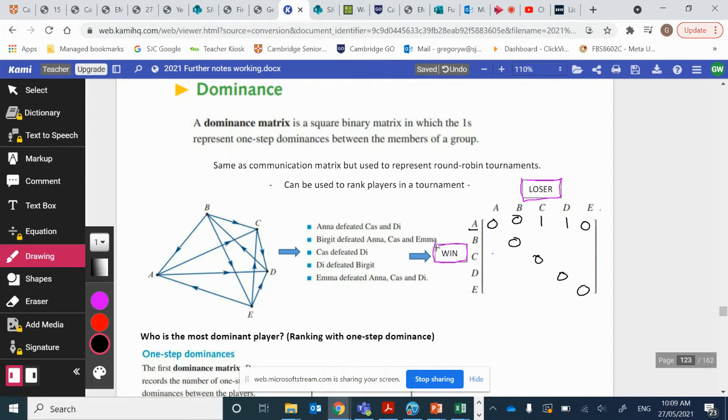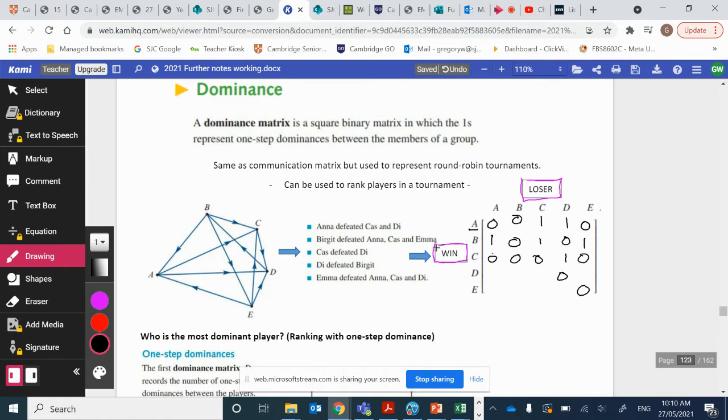B beat A. Yep, we've talked about that before. B can't beat itself. Did B beat C? Yep. Did B beat D? No. Did B beat E? Yes. So we see B won 3 games. Let's have a look at C. C, we have a 0, because it's beaten. It's only actually had 1 win. It only beat D.